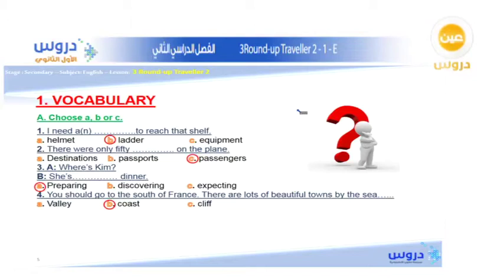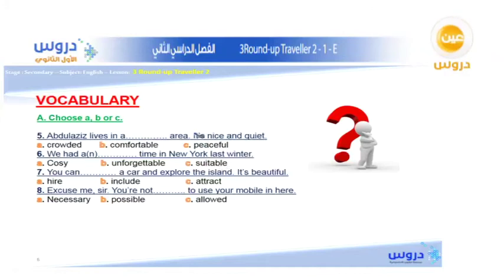So these are the answers. First one is ladder. I need a ladder to reach that shelf. And number two is passengers. There were only 50 passengers on the plane. Also here, she is preparing dinner. Also here we have, you should go to the south of France. There are lots of beautiful towns by the sea coast. Okay, let's move to next.